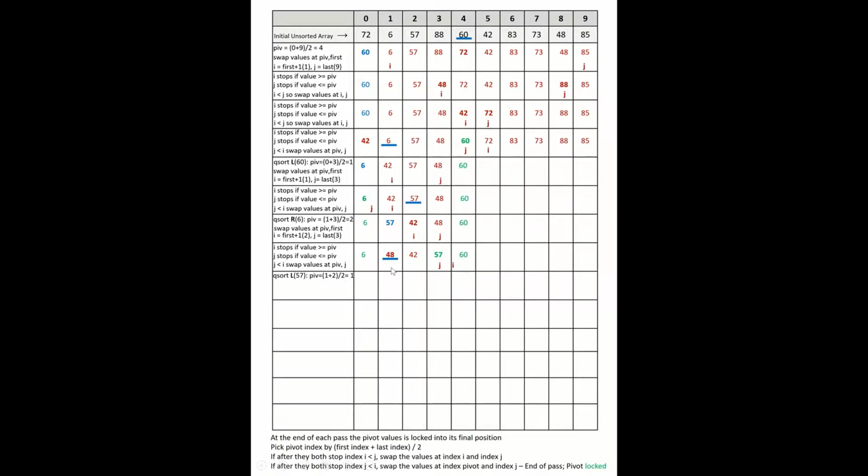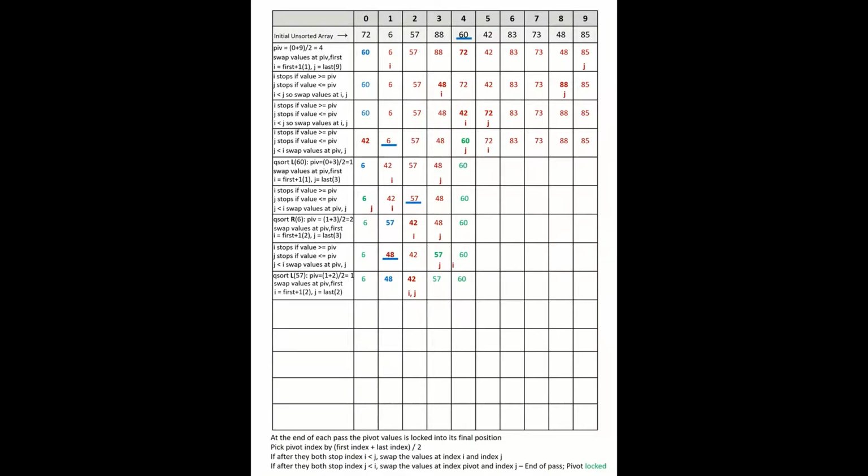So 48 is our pivot. Swap the pivot with first. Well, 48 is still the pivot, so it's swapped with itself. Set up I and J. Well, I is always 1 to the right of the pivot. J is always at the last. So in this case, they're both at the same location.